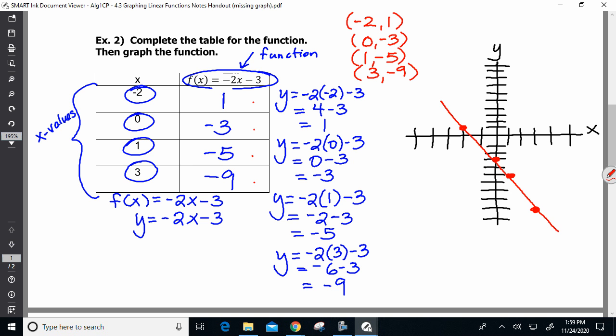Draw your line. So I just freehand drew a graph, and it still came out pretty straight.